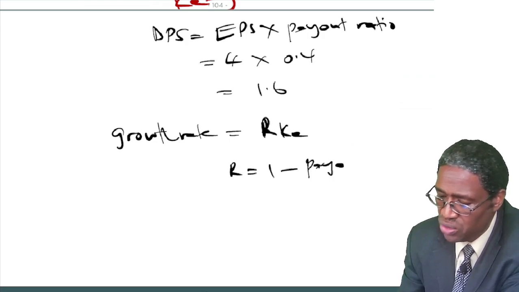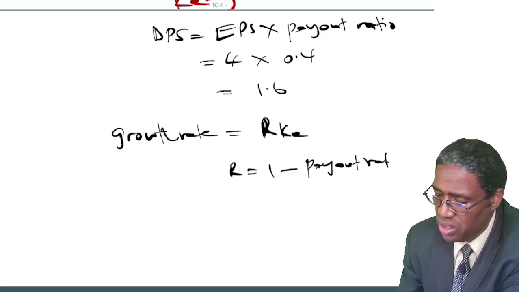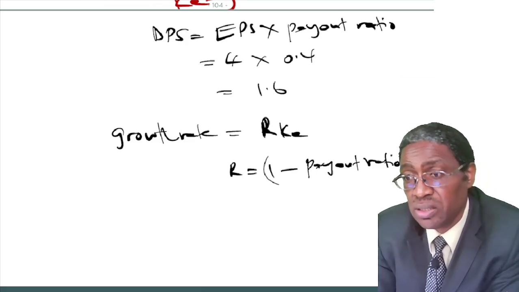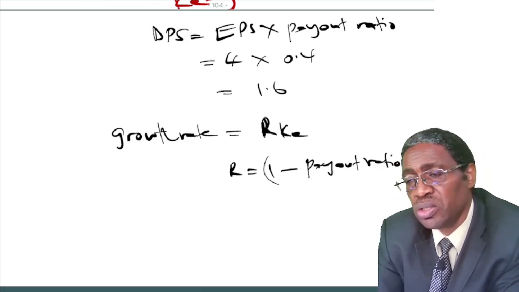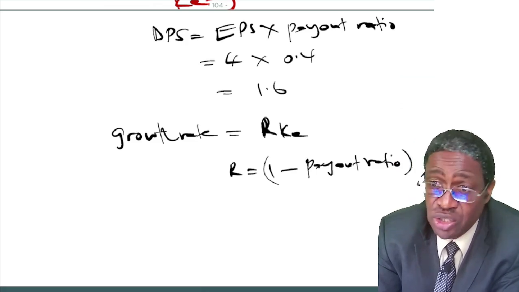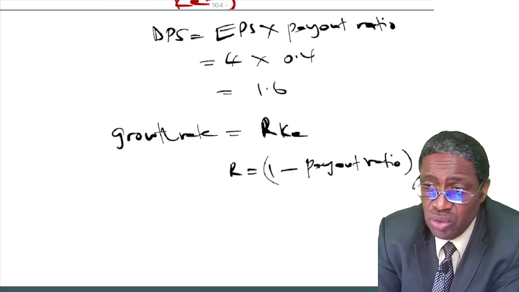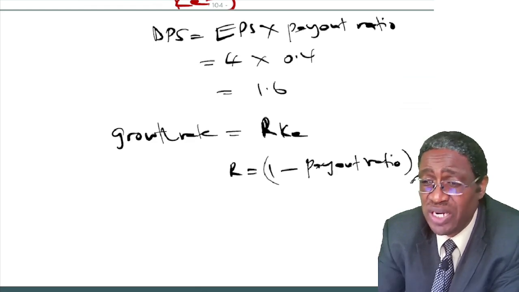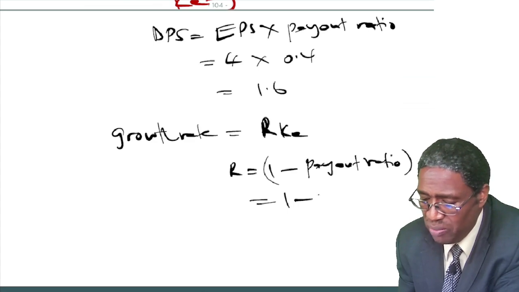R is equal to 1 minus payout ratio. That's how we calculate it. I told you, if you know the payout ratio, then you can get the retention ratio. So our retention ratio is 1 minus payout ratio. So I take 1 minus 0.4.